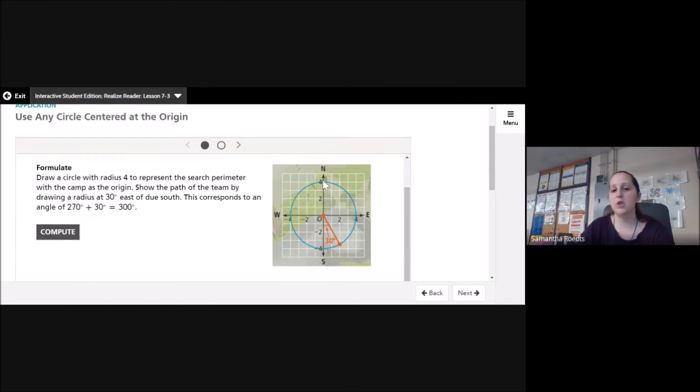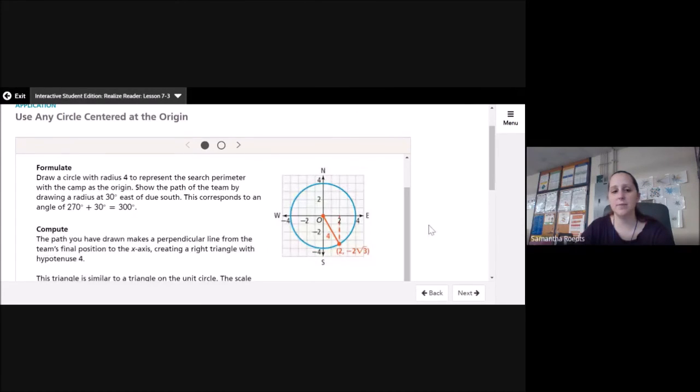So here, when you're dealing with a radius, I have north, east, south, west. So east of due south. So due south is here, 30 degrees from that. This corresponds to the angle of 270 plus 30, which equals 300 degrees.